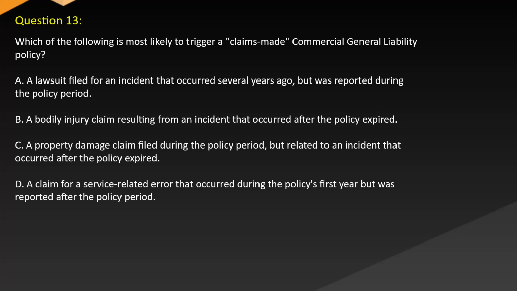Question 13. Which of the following is most likely to trigger a claims-made commercial general liability policy? A. A lawsuit filed for an incident that occurred several years ago but was reported during the policy period. B. A bodily injury claim resulting from an incident that occurred after the policy expired. C. A property damage claim filed during the policy period but related to an incident that occurred after the policy expired. D. A claim for a service-related error that occurred during the policy's first year but was reported after the policy period.